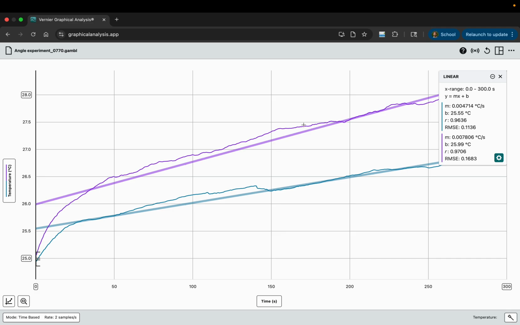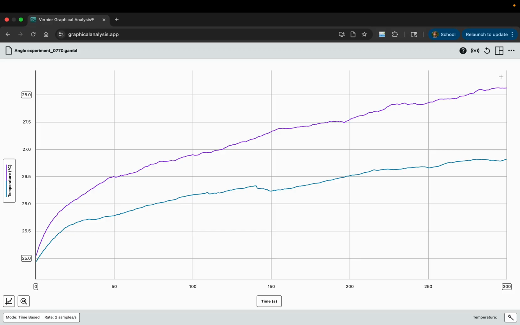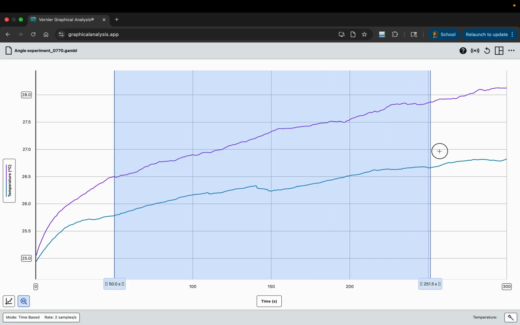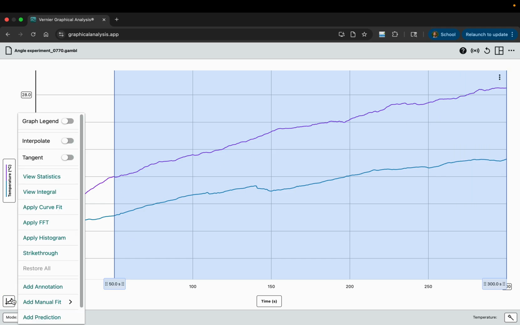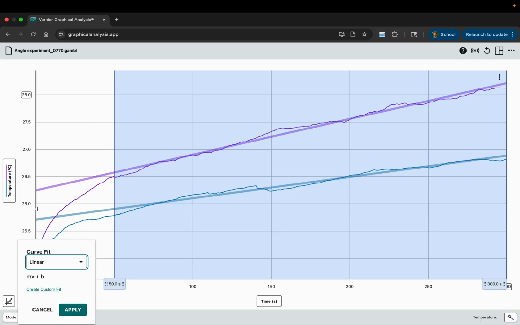But like we said, this is not a great fit. It doesn't really match up with my data. I'm going to close this out and look at my data carefully. I'm going to notice that there's a little bit of an increase right here at the beginning that is different from how the temperature increases for the rest of the time. So maybe I'm going to ask myself, once this initial stuff happens, what happens long term? So maybe I just want to start from, I don't know, 50 seconds where things start to level out a little bit. And again, go to Graph Options, Apply Curve Fit.